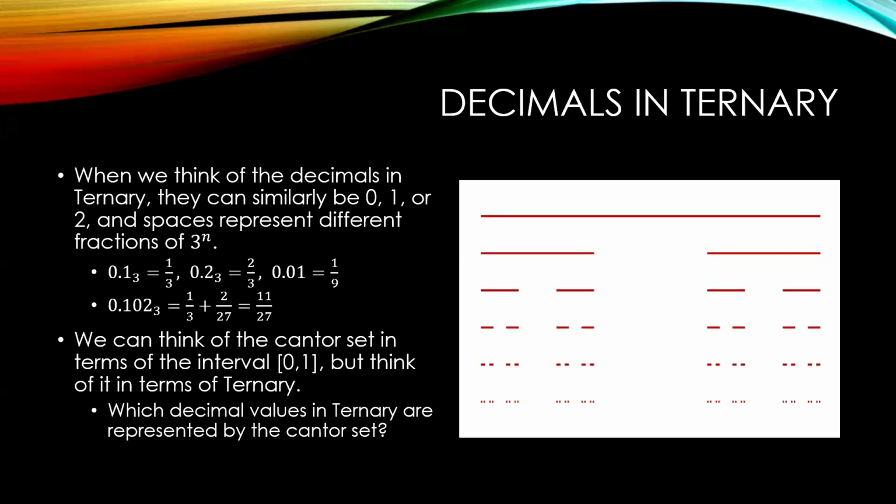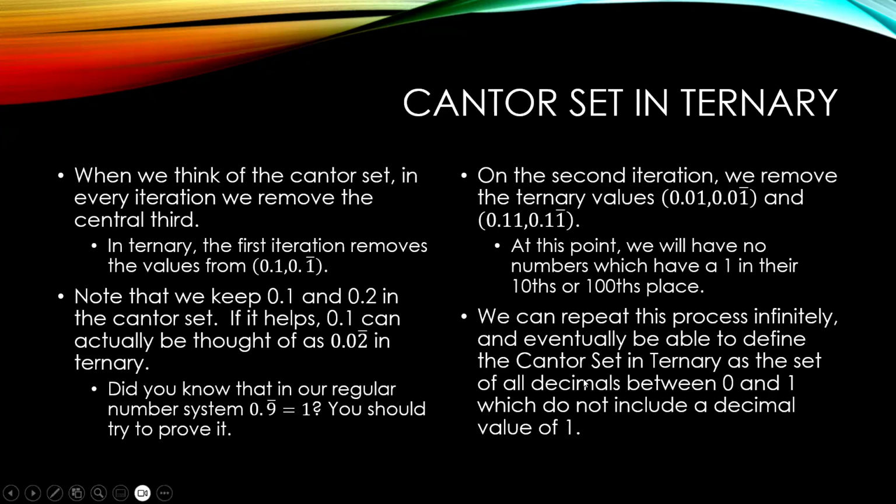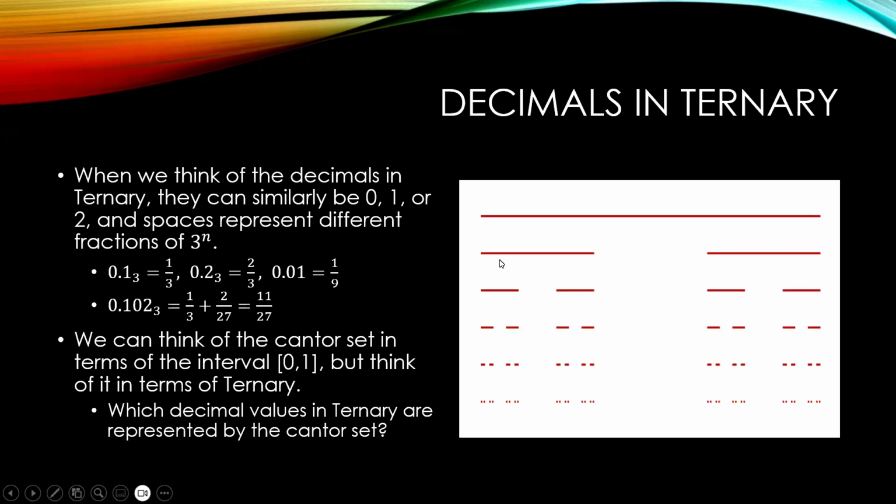And so I know what you're wondering. Why are we talking about ternary? Well, when we look at the decimal values in ternary, something very interesting happens. And so maybe I'll go back to the image. Every value here on this first iteration is going to be between 0 and 0.1. Everything in the middle is going to be everything from 0.1 to 0.2. And everything over here is going to be everything from 0.2 to, well, 1.